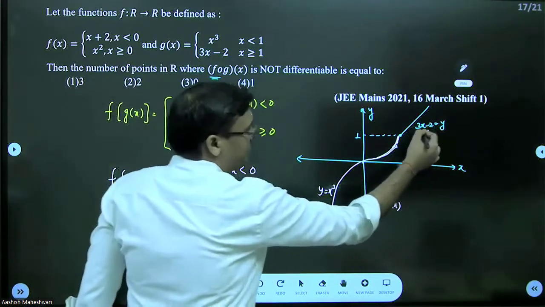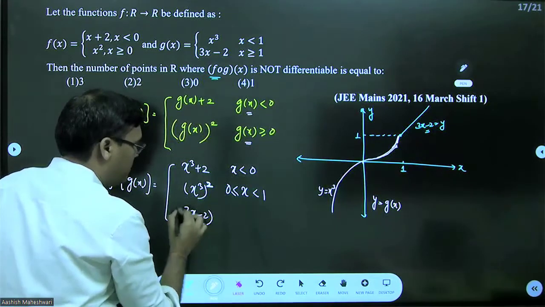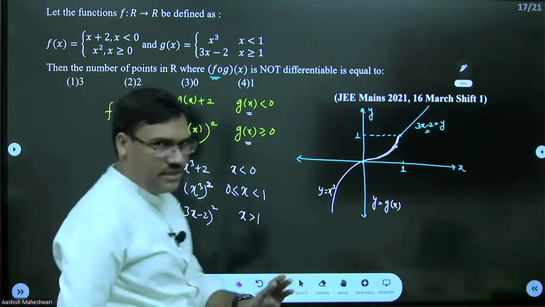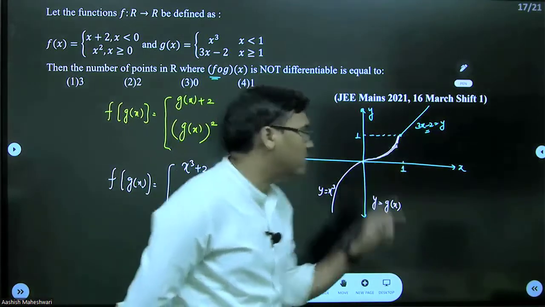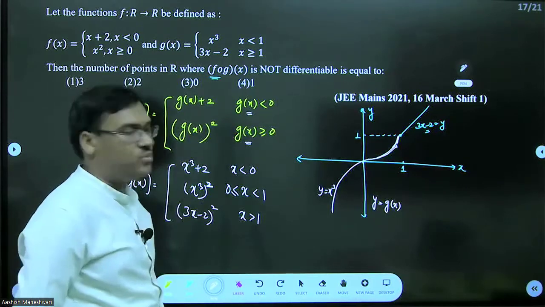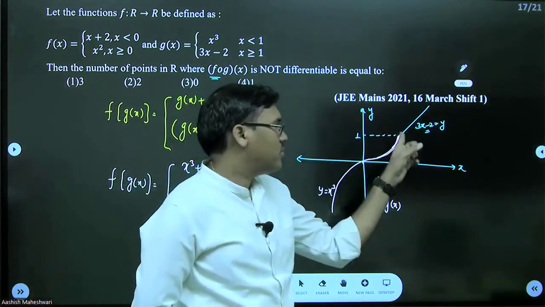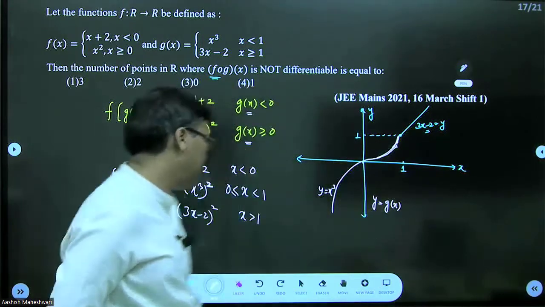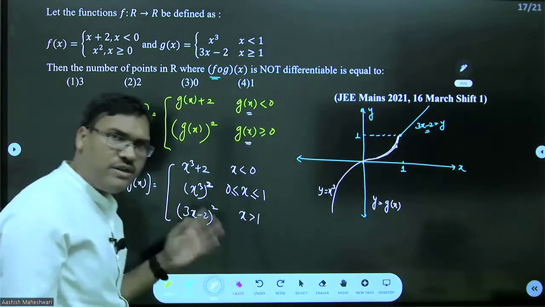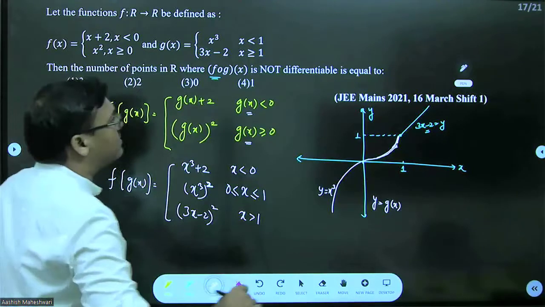than 1. What is this g(x) function? 3x minus 2. This is (3x minus 2) squared for x greater than 1. Now you can clearly see here, at x equal to 1, this function is also giving you 1. This value is also giving you 1. So you can place equality at any point because at x equal to 1, from both you get the value 1. Okay? So let's put it here. Ultimately from both you will get the value 1 for f of g(x). Okay? So we have defined this function f of g(x).